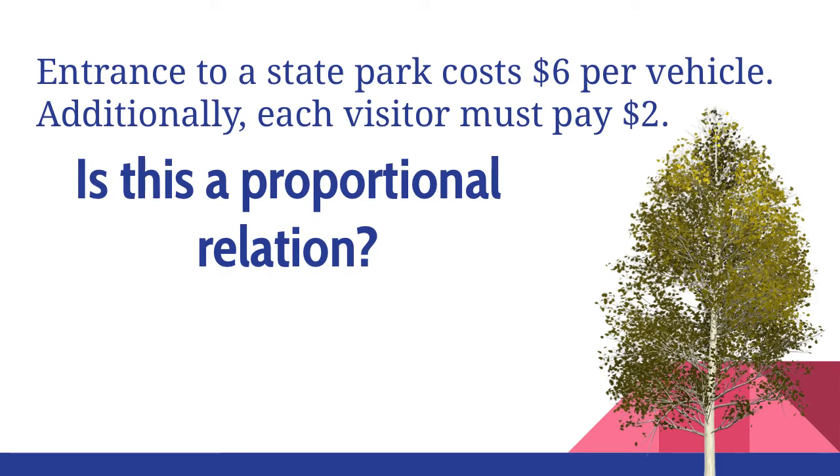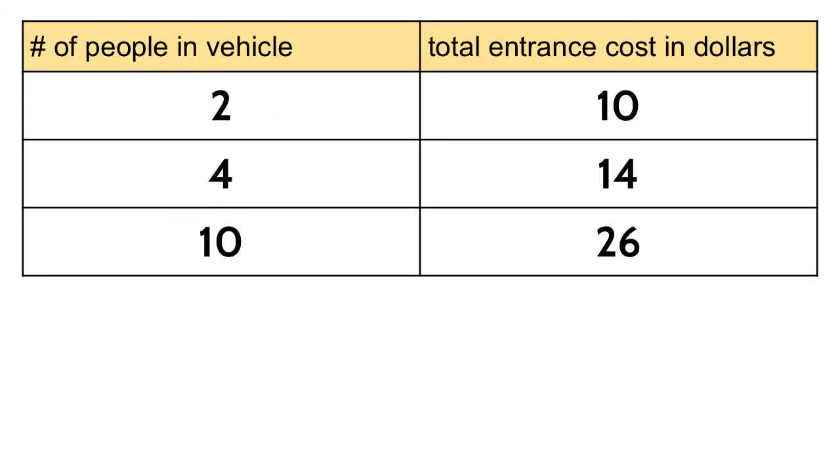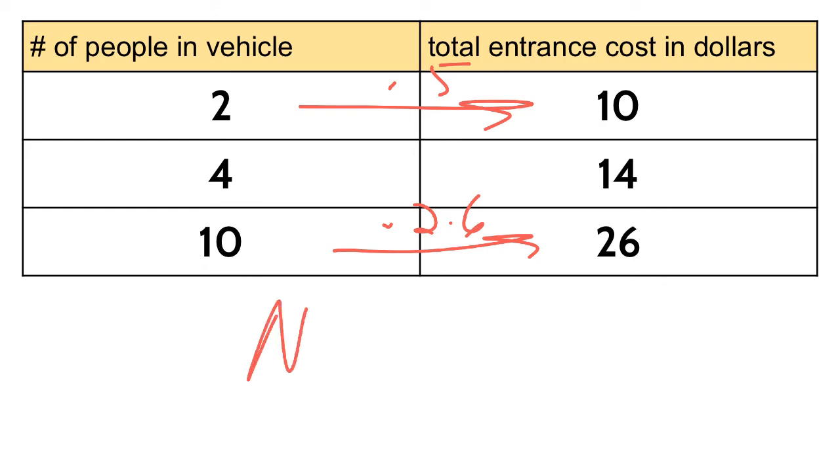Entrance to a park costs $6 per vehicle. Additionally, each visitor pays $2. Is this proportional? Well, looking at the table, to go from here to here is times 5. To go from here to here would be times 2.6. So the answer is not proportional.